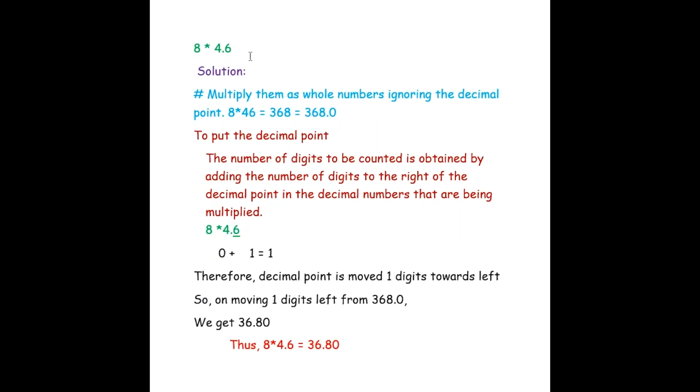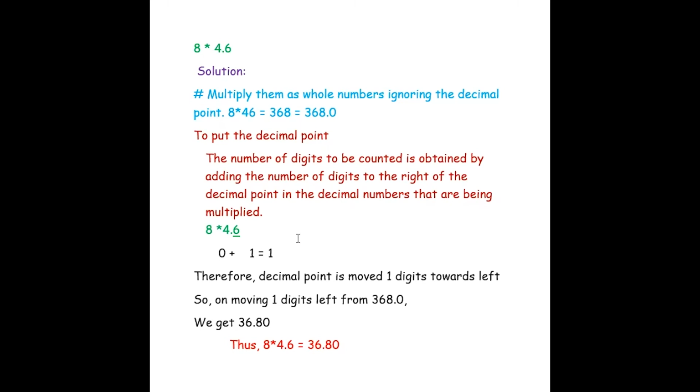It's 8 into 4.6. Solution. First step, we have to ignore the decimal point and multiply it as a whole number. So if you ignore the decimal point, 4.6 will become 46. So 8 into 46 is 368. Now write this 368 as a decimal number without changing its value. So that will be 368.0.